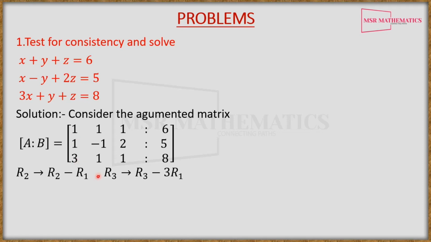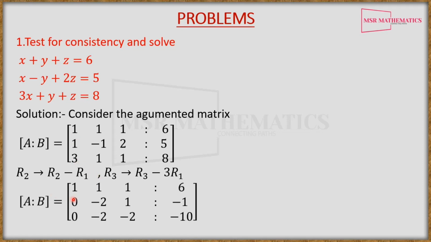3 minus 3, we get a value of 0. So we obtain a new matrix. Here the first row is the same, that is 1, 1, 1 | 6. The second row changes: 1 minus 1 is 0, 1 minus 1 is 0... 1 minus 1 is 0, minus 1 is minus 2, 2 minus 1 is 1, and 5 minus 6 is minus 1.